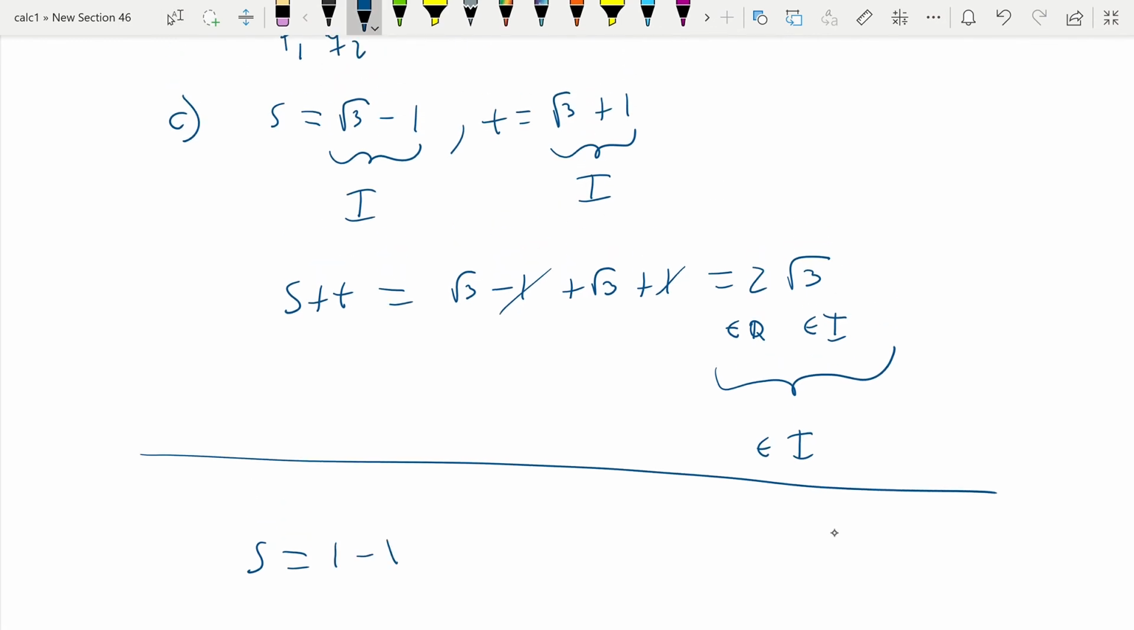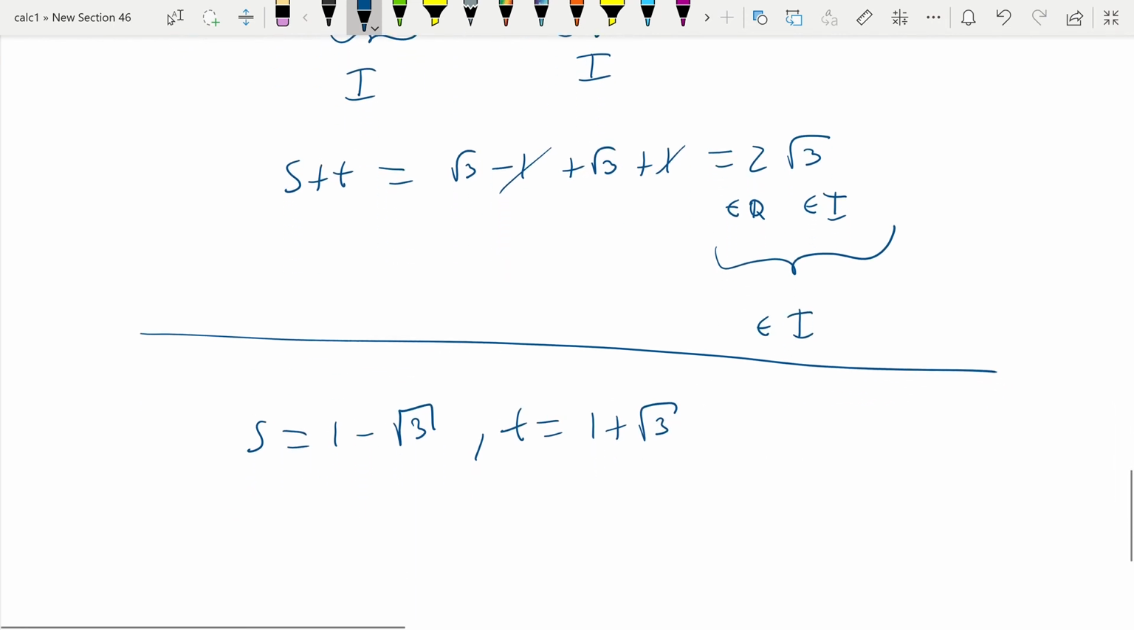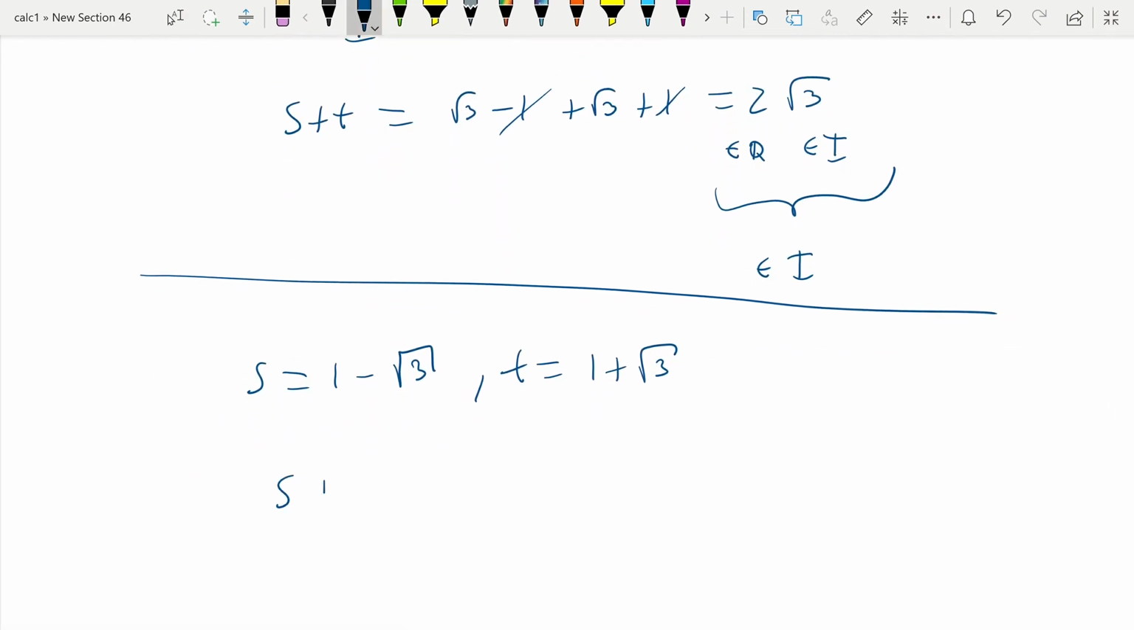What if we consider then now S to be instead 1 minus the square root of 3 and T to be the same thing? I'm just going to write it slightly differently: 1 plus the square root of 3. Then S plus T would be equal to 2, which is a rational number.